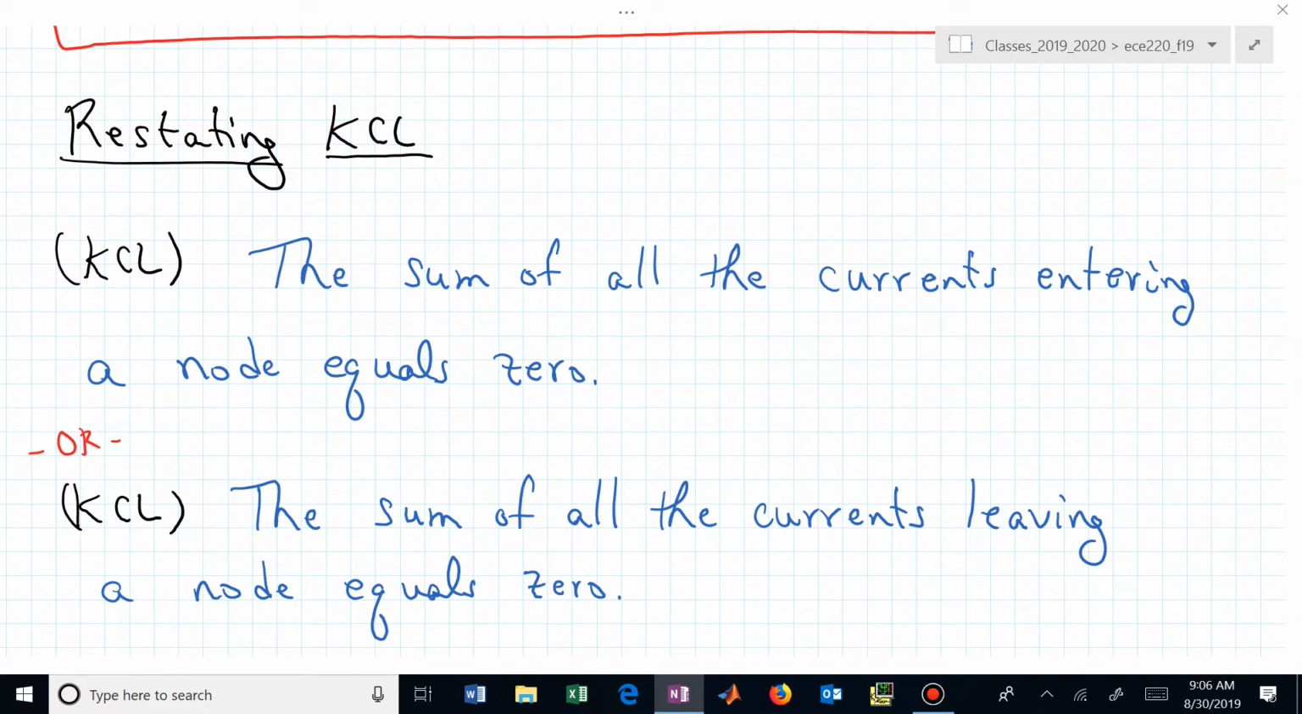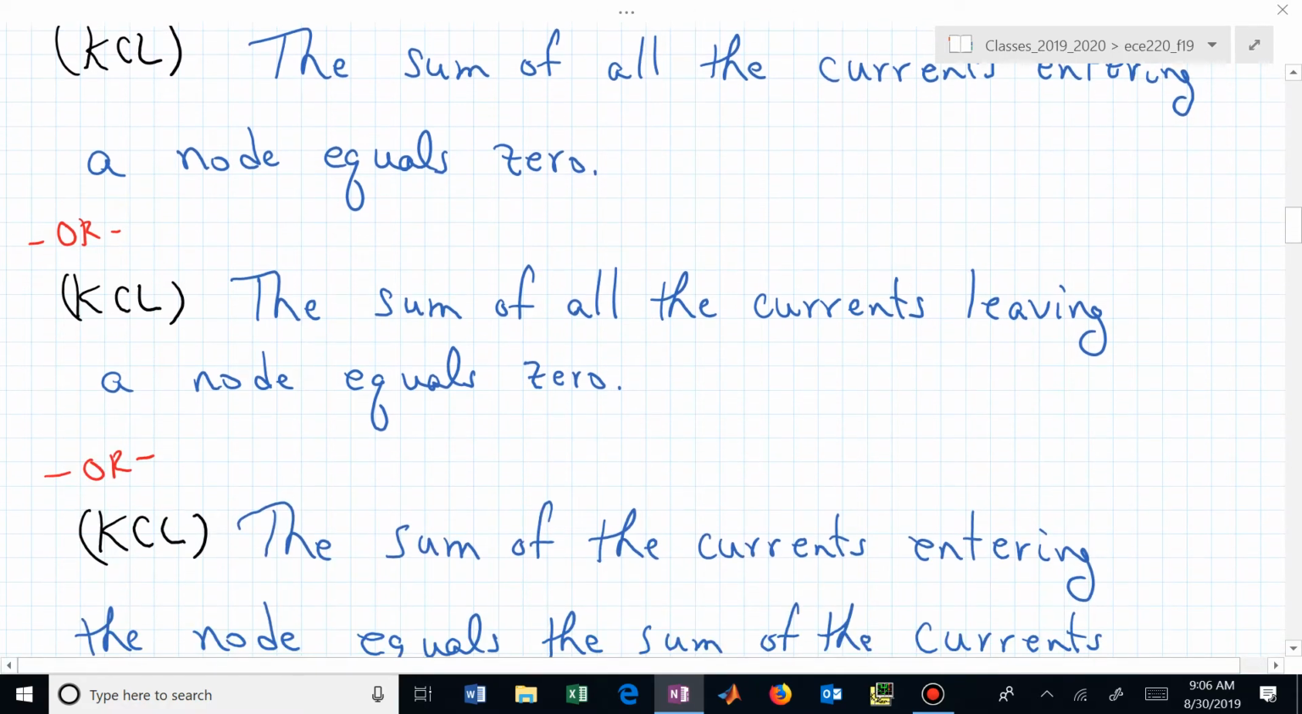I might even say it here. I might say, let's sum the currents leaving a node. And now that says the sum of all the currents leaving a node equals 0. And this is something I might do at a particular node when we're doing Chapter 4 analysis. When we're doing node voltage analysis, I might say the sum of all of our currents leaving this node must equal 0. I'm just stating KCL, and that's what's happening at that particular node. And that's equivalent to the two previous statements.